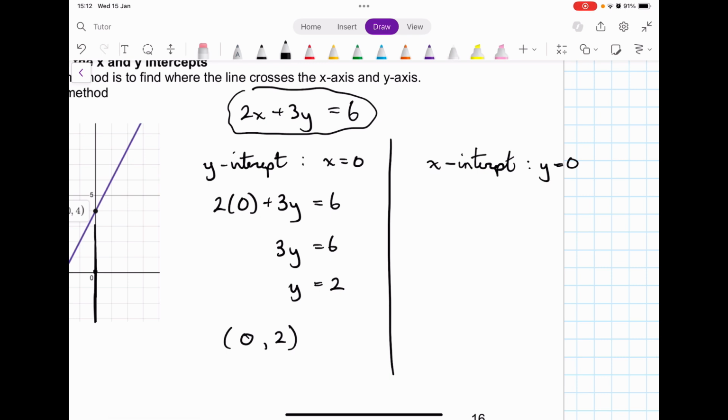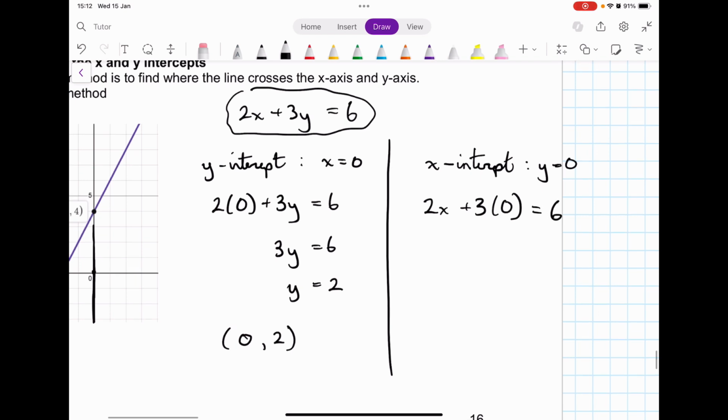What about the x-intercept? The x-intercept, the y-coordinate is always equal to 0 by definition. So we can also substitute this into the equation. So when we substitute y is equal to 0, we get that 3 times 0 is 0. So we just get that 2x is equal to 6 and x is equal to 3. And so we know that the x-intercept is (3, 0).